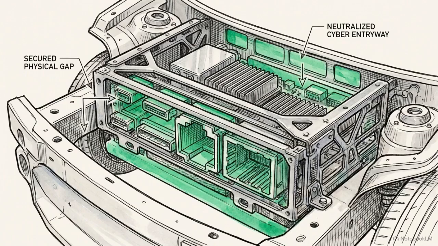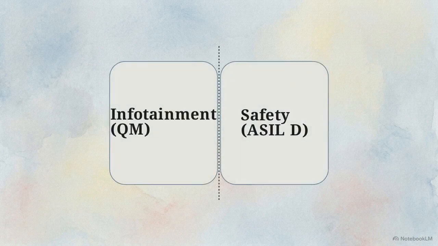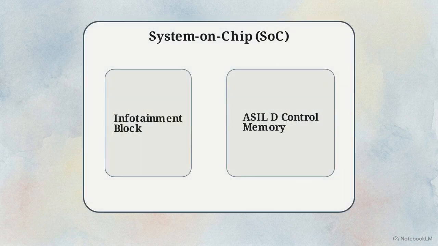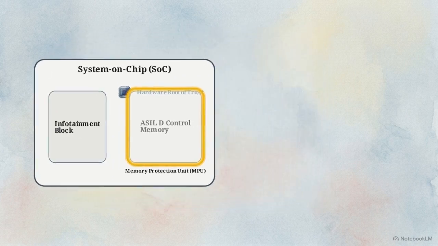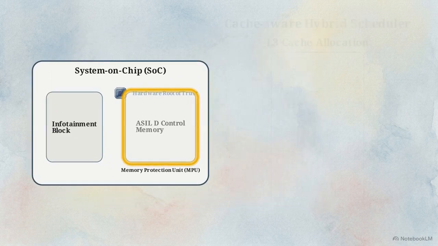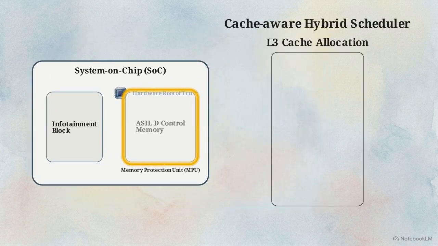We must start by neutralizing the cyber flood. Using standard operating system partitions to separate infotainment from safety leaves critical memory exposed to overflow. This diagram outlines a multi-core system-on-chip layout utilizing a hardware root of trust. A memory protection unit forms a strict spatial firewall, instantly deflecting any malicious traffic attempting to cross into the ASIL-D control memory. Next, to solve CPU starvation, the architecture requires a cache-aware hybrid scheduler.